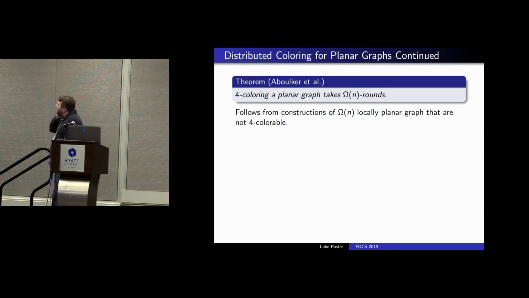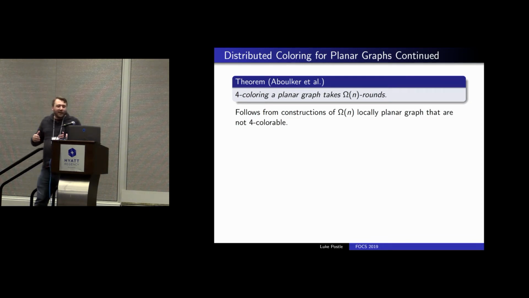That 4-coloring a planar graph would actually take at least a linear number of rounds. Now, in the LOCAL model, you can do anything in linear rounds, so this is really saying you can't do better than trivial. And this just follows from constructions that there are graphs which are locally planar up to distance maybe n over 2 that are not 4-colorable. So it's kind of information theoretic.